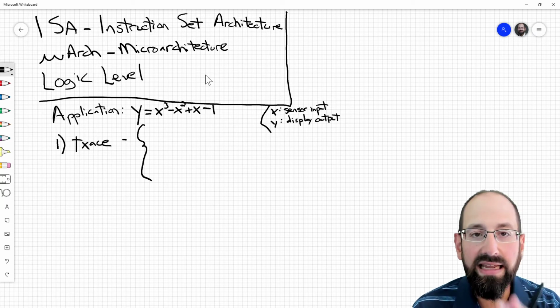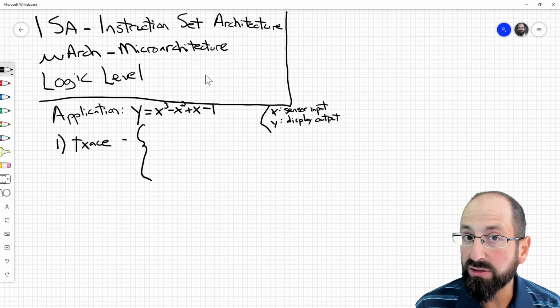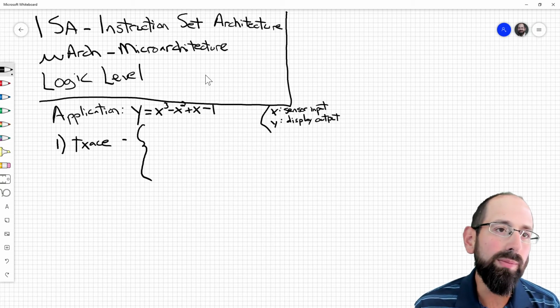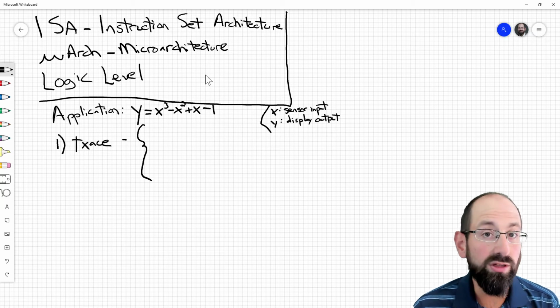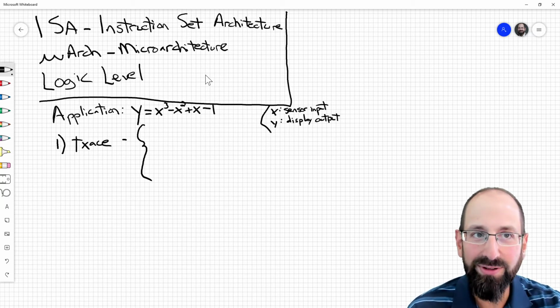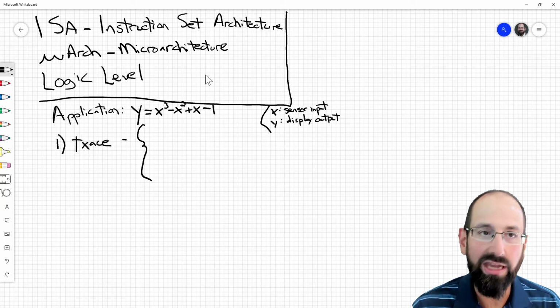Again, ISA: what instructions are processors required to support and what do they do? In this case, it's kind of self-identifying. What instructions are there? There's one. What does it do? It does everything. It takes X and computes everything. It computes the entire application.